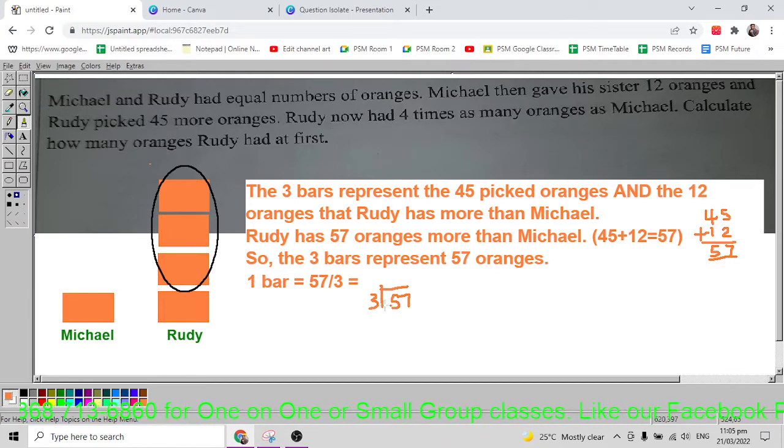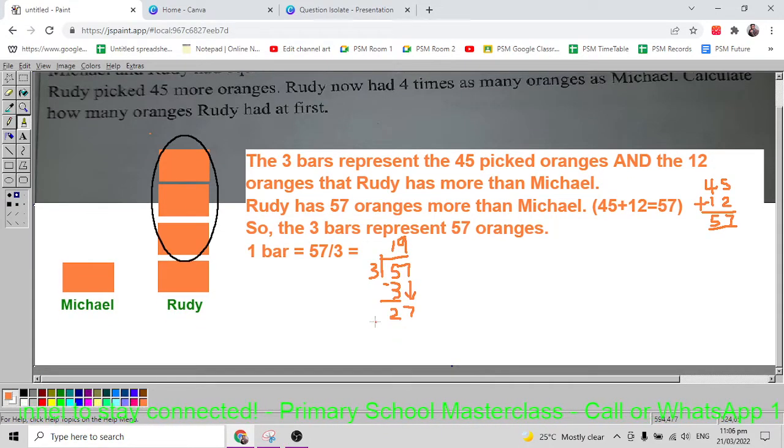So yeah, 57 divided by 3. 3 into 5 is 1, remainder 2. 5 take away 2 is 3. Wait, what am I doing? No, sorry, my bad. 5 take away 3. I apologize. It's late at night. 5 take away 3 would be 2. Okay, and then you bring down your 7. And 3 into 27 is 9. No remainder. Take away 27, you get 0. And therefore, 1 bar is equal to 19 oranges.